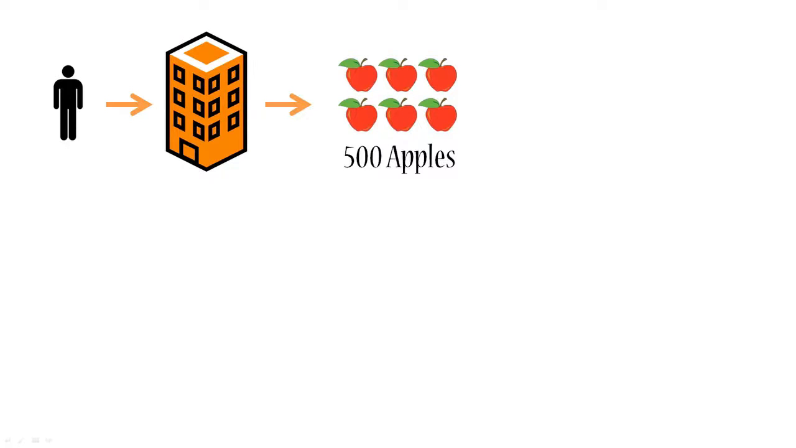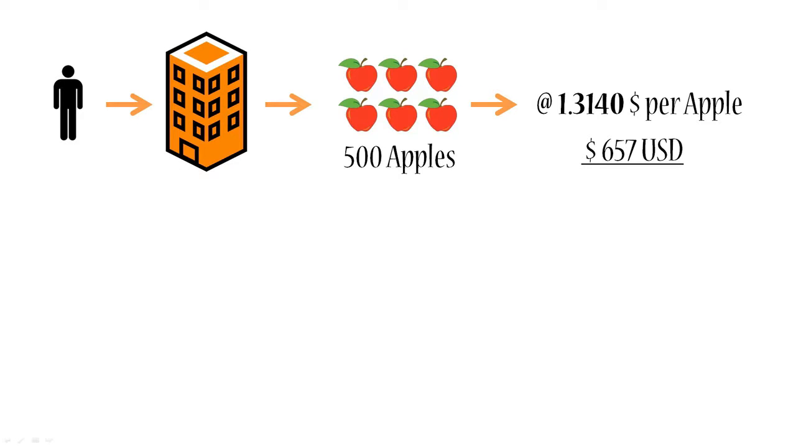So let's say, for instance, you borrowed 500 apples. The amount of apples you can borrow is underpinned by the actual amount of money you have on your account, because you have to guarantee that you will return these apples no matter what. So you borrow 500 apples from your broker, and you then take these apples to the Forex market and you sell them at $1.3140 per apple, and that gives you in return 657 US dollars.